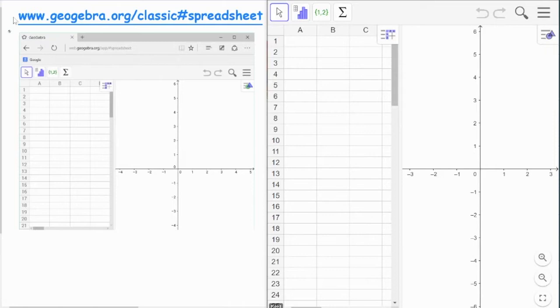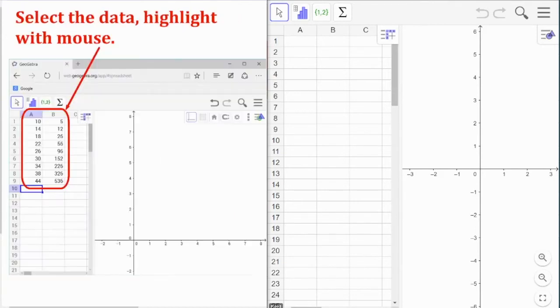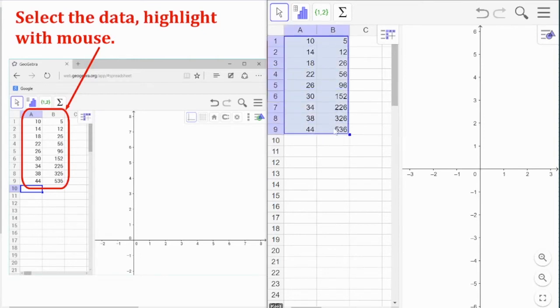Once you have your spreadsheet open, you're going to type your data into columns A and B. Here's the data from the problems. You can pause the video here and type it into your spreadsheet. So now that I have all of the data typed into the spreadsheet, it says select the data and highlight it with your mouse. So I'll click on the first cell and hold down and drag until everything is highlighted.